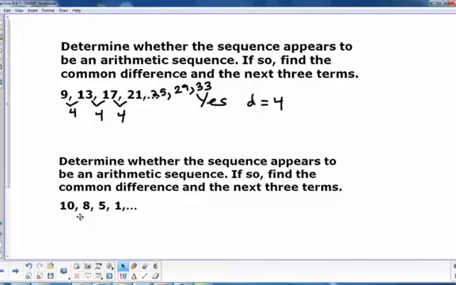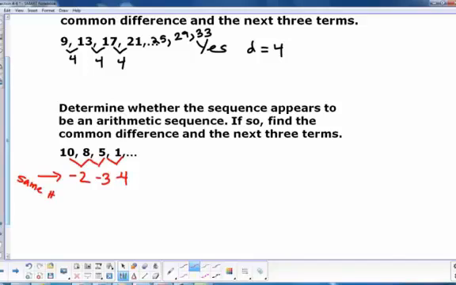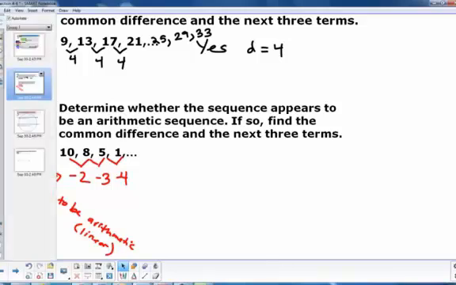All right, the next one. 10 to 8 is negative 2. 8 to 5 is negative 3. And 5 to 1 is negative 4. This is definitely a pattern, but it's not arithmetic. This has to be the same number to be arithmetic, which is another word for linear. We'll get to that pattern later this year. You'll be an expert of this pattern where the second difference is constant. Right now, let's just not worry about it.